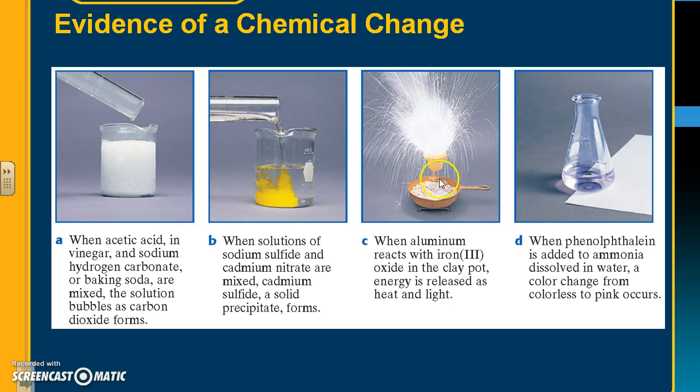When aluminum reacts with iron oxide in a clay pot, energy is released as heat and light. We won't do this example, but we'll do another one where energy is released tomorrow. So in this last one, phenolphthalein is added to ammonia dissolved in water, and there's a color change. So we observe color changes, energy release or energy absorption, and we observe precipitates, and we also observe gases being formed. That's what I want you to look for when we do the chemical reactions tomorrow.